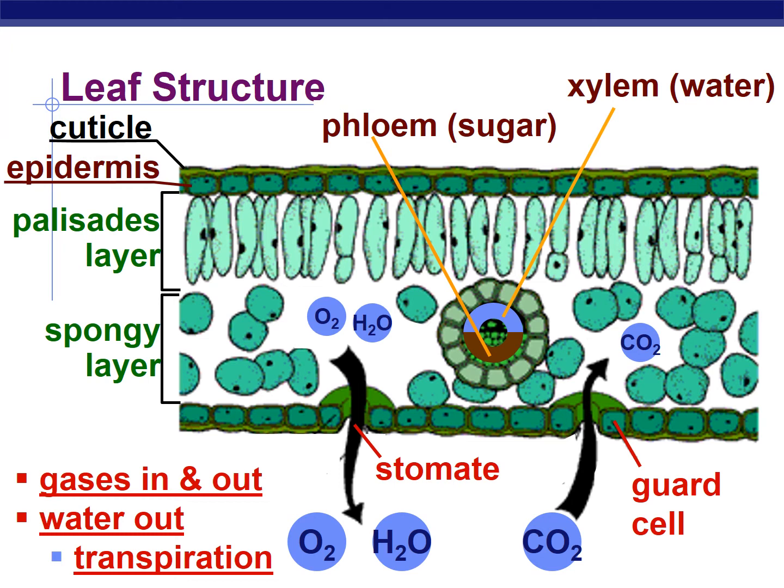And then we have this circular thing in the center of our cross section, and it's made of two structures, xylem and phloem.